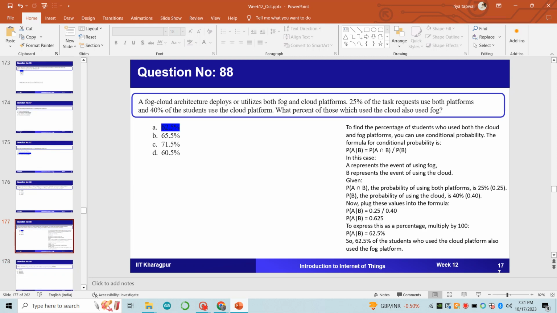Yes, it's A. So this is the formula for conditional probability. You keep the intersection part in the numerator, and in the denominator you write the probability of the part which you have to calculate. Basically you calculate the probability of cloud being used given that fog is already used, so the probability of cloud goes in the denominator. Putting in the values, it will be 25 divided by 40, so it is 62.5%.